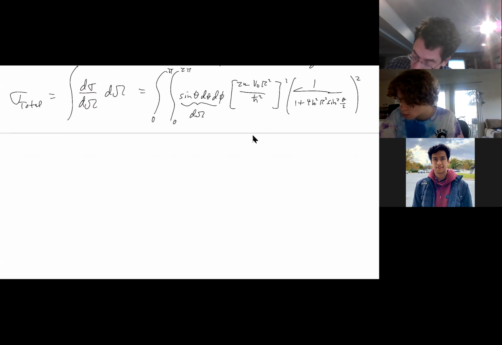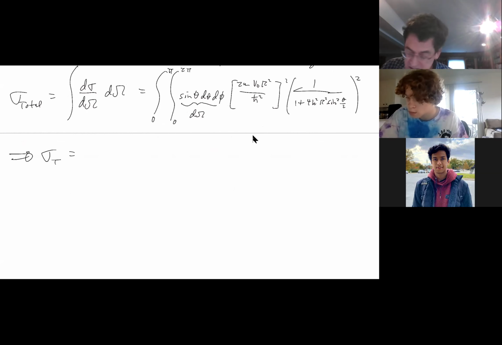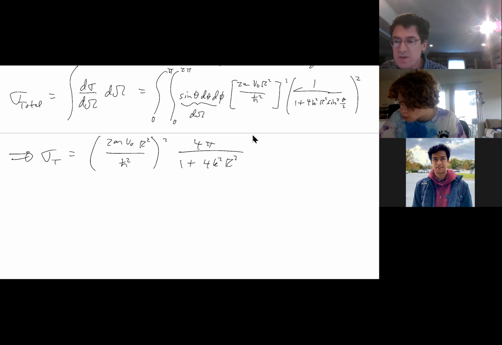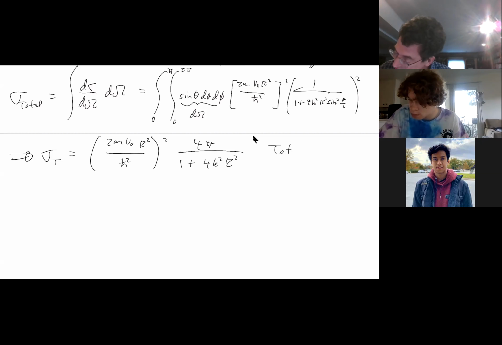And when you do that integral, then you find that sigma total, the total cross section, you get this simple answer, which is 2m v naught r squared over h bar squared, and then 4 pi over 1 plus 4k squared r squared. So there's a lot of algebra there, but then you get these nice, neat answers. And so this is the total cross section for the Yukawa potential.